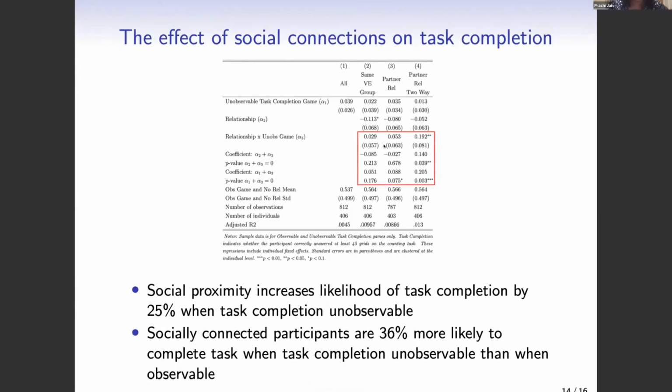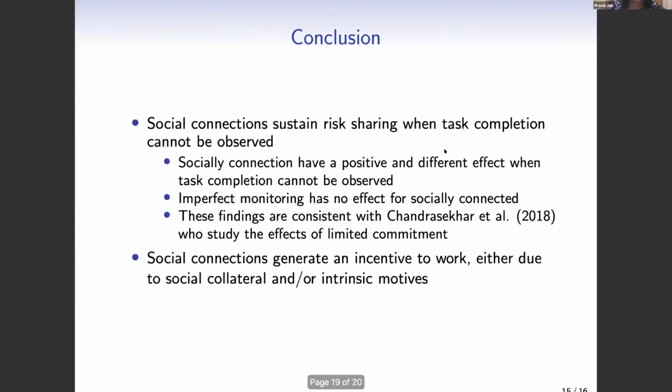To be fair, this is only true for the strongest measure of social proximity, but I see a similar pattern where as the social relationship gets stronger, the coefficients become more positive and statistically significant. And I find that, in fact, yes, the participants that are risk sharing are also far more likely to complete the task in this unobservable effort game. So here it's the same regressions as before with task completion as the outcome.